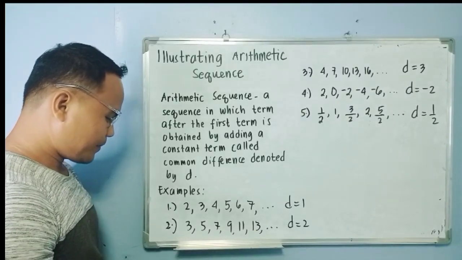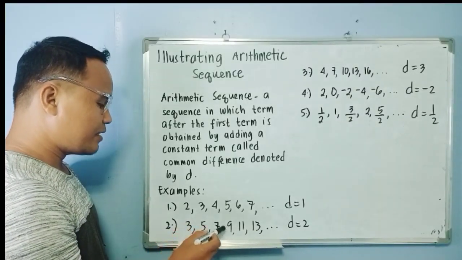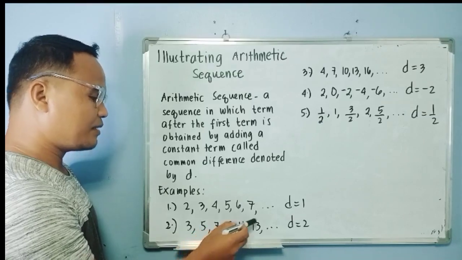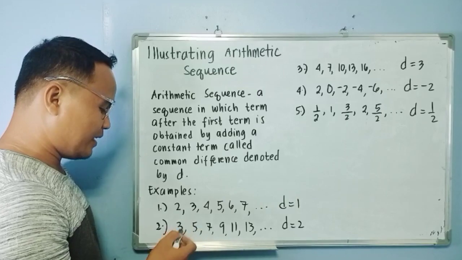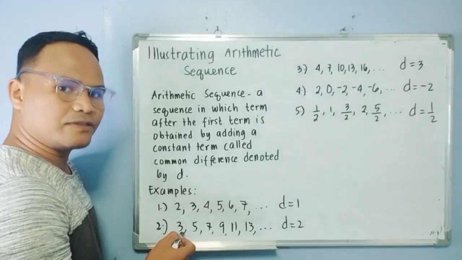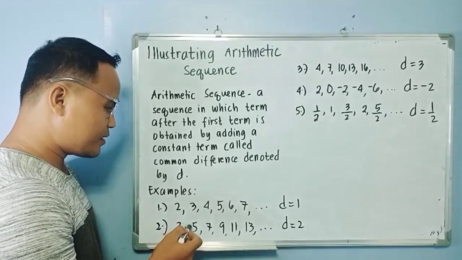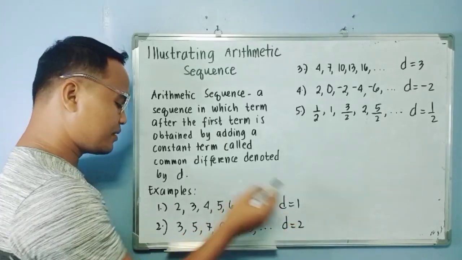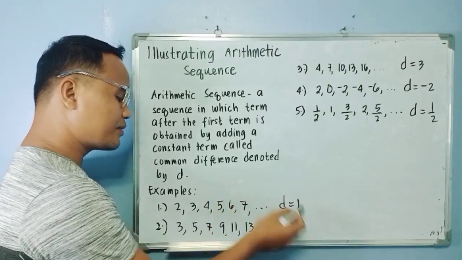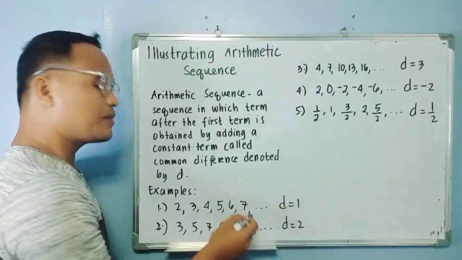Next example, 3, 5, 7, 9, 11, 13. It is an arithmetic sequence. 5 is obtained by adding 2 to 3. So 3 plus 2, we have 5. 5 plus 2, 7. 7 plus 2, 9. 9 plus 2, 11. 11 plus 2, 13.